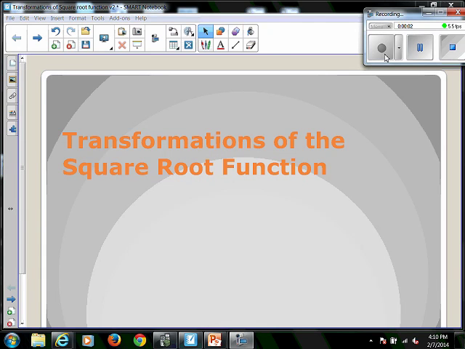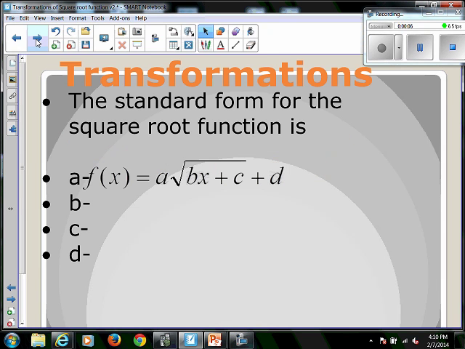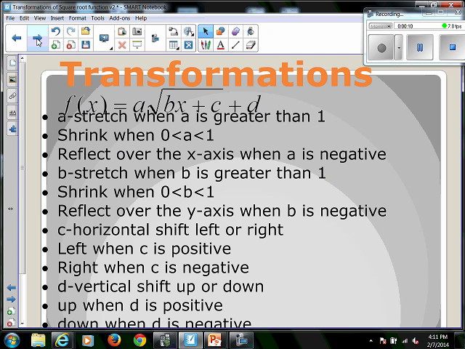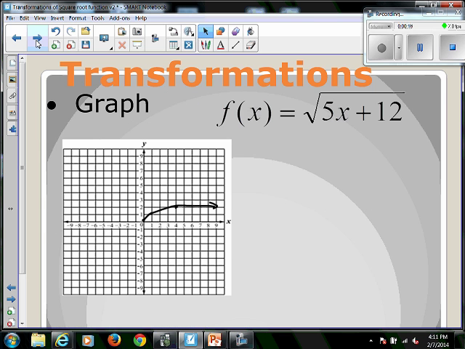Today's lesson is on transformations of square root functions. Here's the standard form for the square root function. Remember last lesson, we went over what A, B, and C did. Here's a recap if you need it.